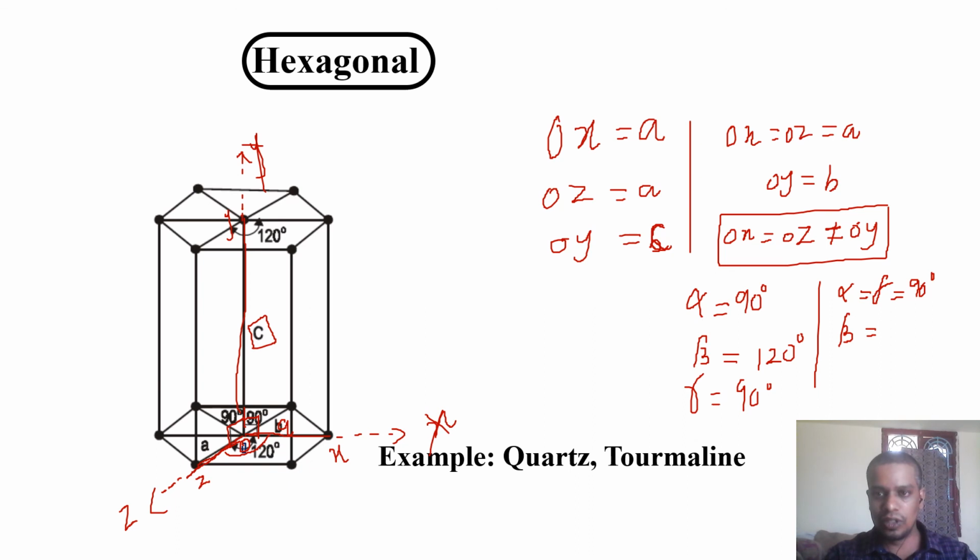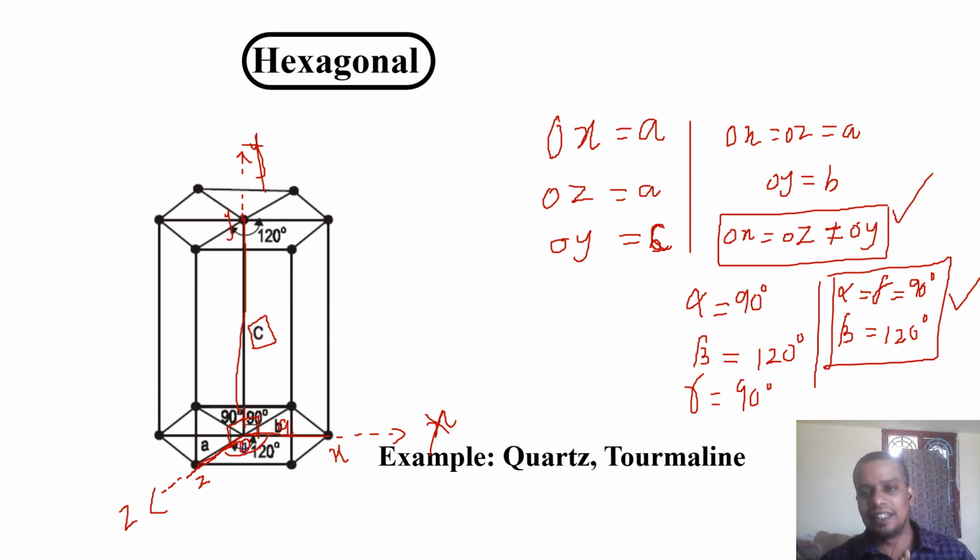That means two of the angles are equal, not equal to one of the angles. If any crystal system satisfies these two conditions, that means the six lattice parameters, we can call that crystal system the hexagonal crystal system.